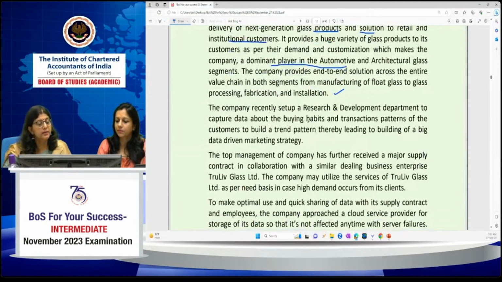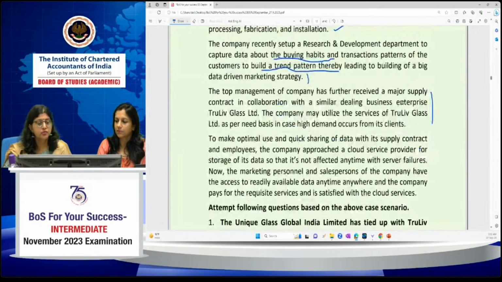The company recently set up a research and development department to capture data about the buying habits and transaction patterns of the customers. For what good reason? Because they wanted to build a trend pattern, thereby leading to building of a big data driven approach. So they want to compete further. So they have set up an R&D department wherein they are going to capture details about the buying habits of its customers.